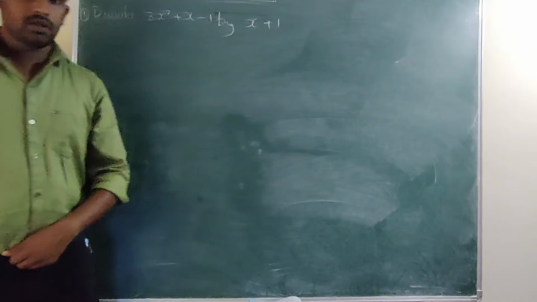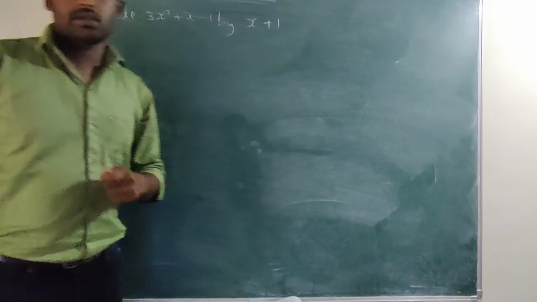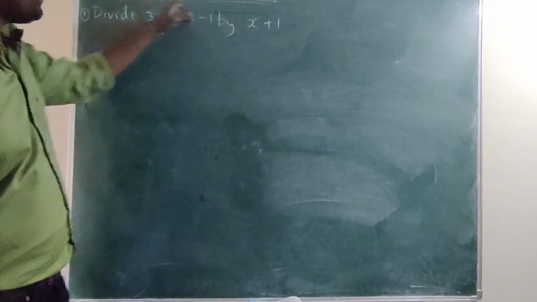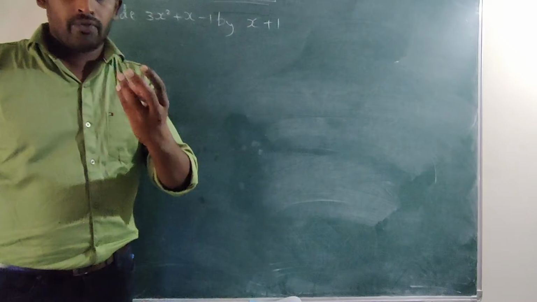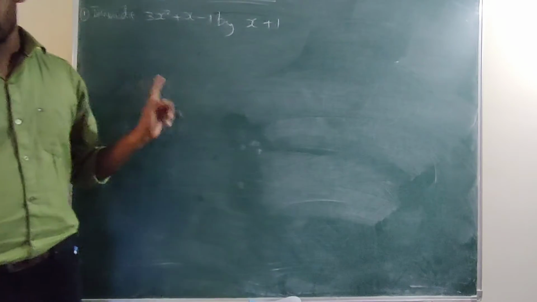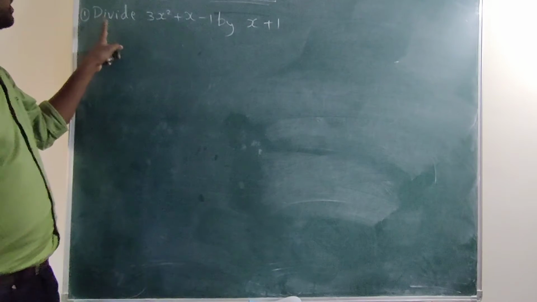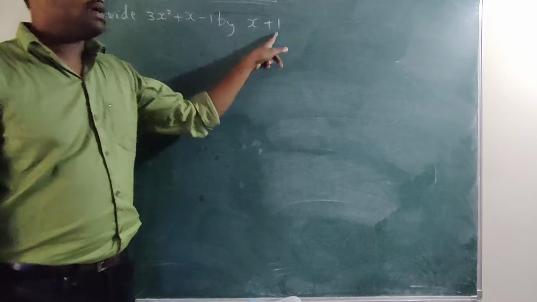Hi, good evening, students. Today I would like to continue this chapter, polynomials. Next topic is remainder theorem. I would like to state this theorem after solving this example sum. They may ask one example, students, like divide 3x square plus x minus 1 by x plus 1.